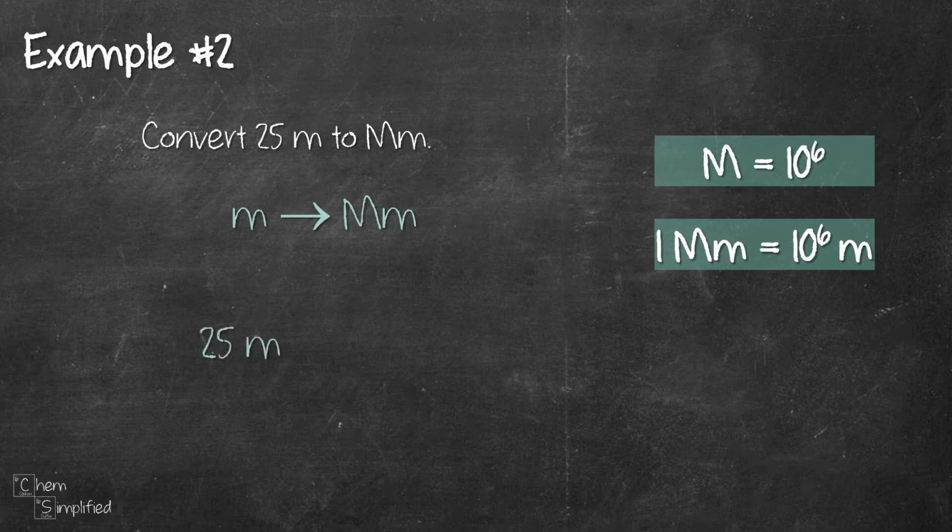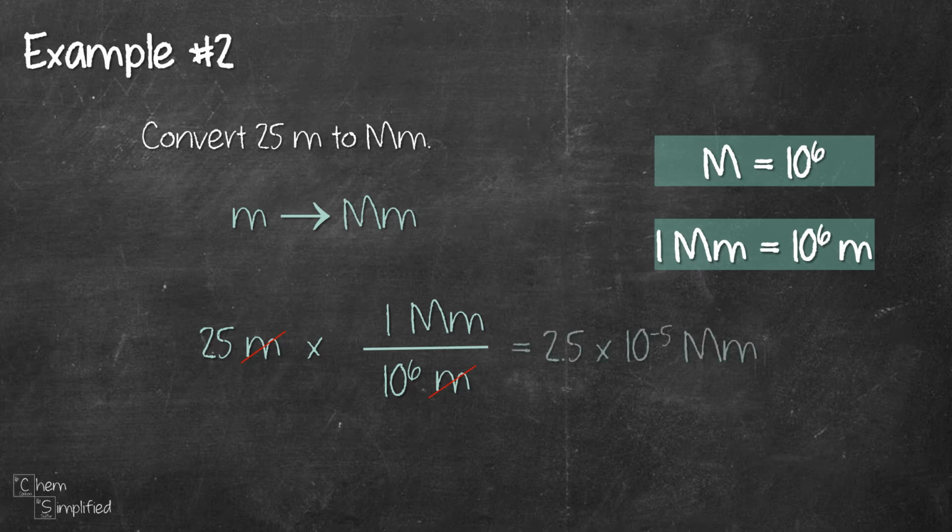So start with what we have, which is 25 meter, multiply, draw a line across, put meter at the bottom and megameter on the top, because we want to cancel off the meter, giving us megameter. And then we place in the values in front of the units. 1 in front of megameter, 10 to the power of 6 in front of meter. So that gives us 25 times 1 divided by 10 to the power of 6. If you punch it in your calculator, or if you can do mental math, that will give us 2.5 times 10 to the power of negative 5 megameter.